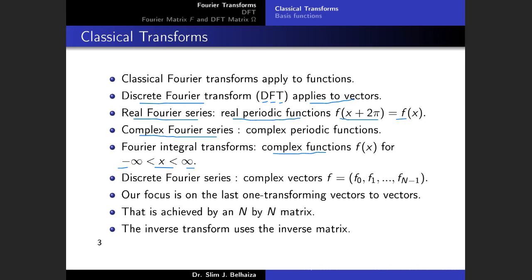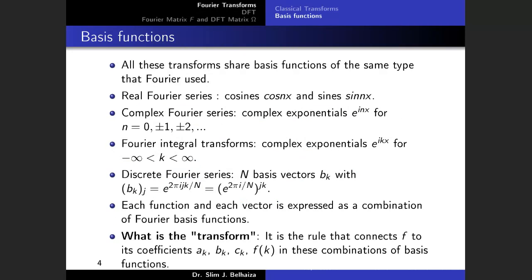And discrete Fourier series talk about complex vectors f. We see f here is f0, f1 till fn minus 1. And now our focus is on the last one, which transforms vectors to vectors. That is achieved using what we call n by n matrices, and the inverse process uses the inverse matrix, or the inverse Fourier matrix.